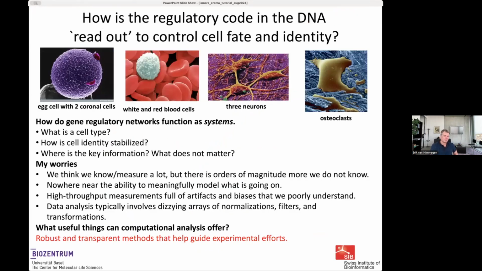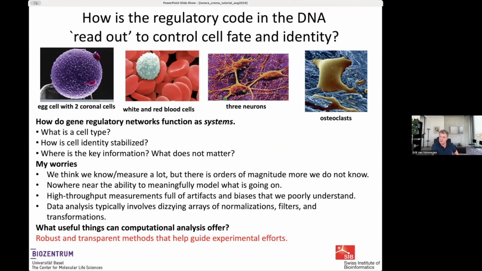So some of my worries are that we think we can measure a lot, you know, we can measure gene expression, we can measure chromatin state and so on, but there are still many, many more things going on in the cell that we do not know how to measure and that we do not know how to look at. And all those things are also important for the functioning of these regulatory networks. And so we only really know a sliver of the things that are going on. We have no ability to model all the things that are going on in a meaningful way.